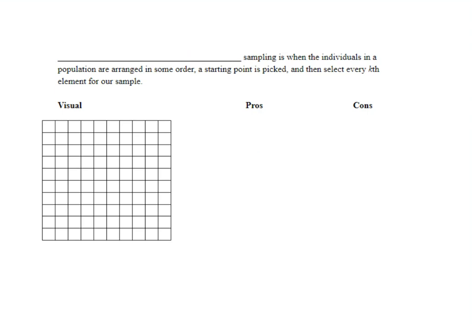So systematic is the next one. Systematic sampling is when the individuals in a population are arranged in some order. A starting point is picked, and then you select every kth element for our sample. So every third, every fourth, every fifth. So for example, let's start with this one here, and then let's go every fourth one. So 1, 2, 3, 4, pick. 1, 2, 3, 4, pick. 1, 2, 3, 4.